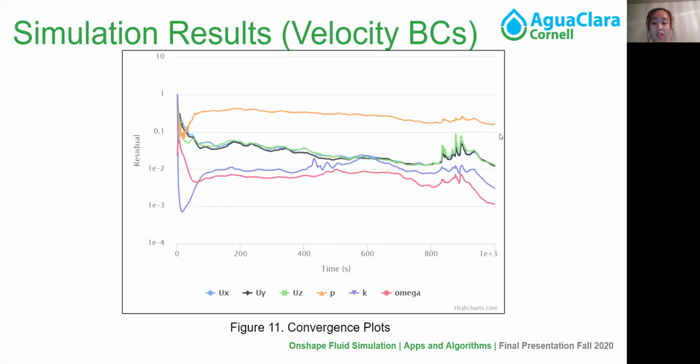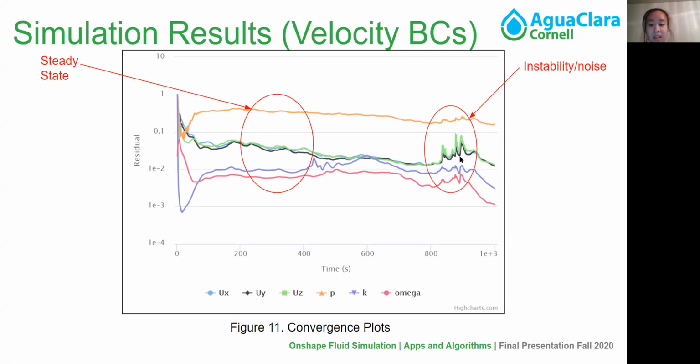We plotted the residuals for velocity and turbulent kinetic energy, and we saw that the residuals are small in value and they reach a steady state around 200 and 400 seconds, but there seems to be instability at 900 seconds and then it decreases again to a new steady state. This is not the convergence plot that we want because we want a steady state solution that has little to no noise.